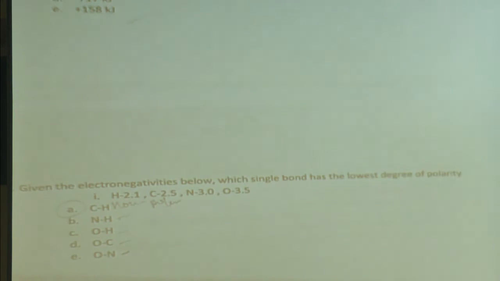Another way, if you don't know how to calculate it, but you just know that CH is nonpolar, or if you know that the rest are polar, you would think that the nonpolar one would have the least degree of polarity since it's not polar. So, yeah.